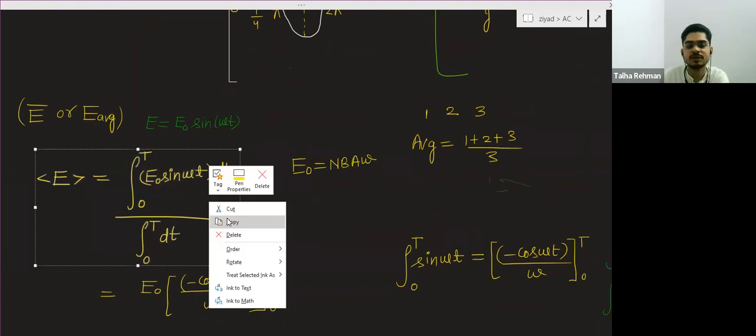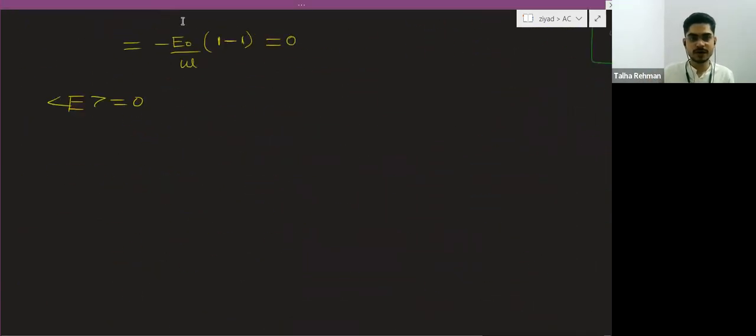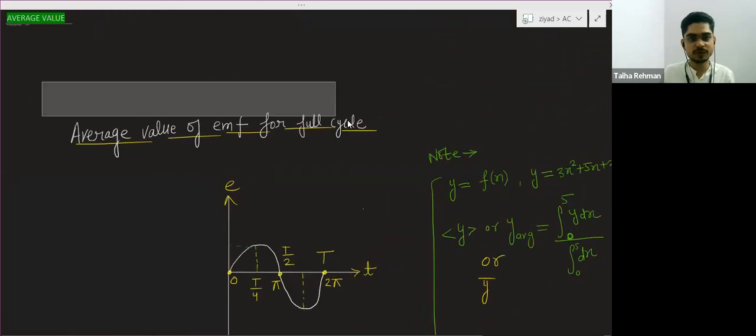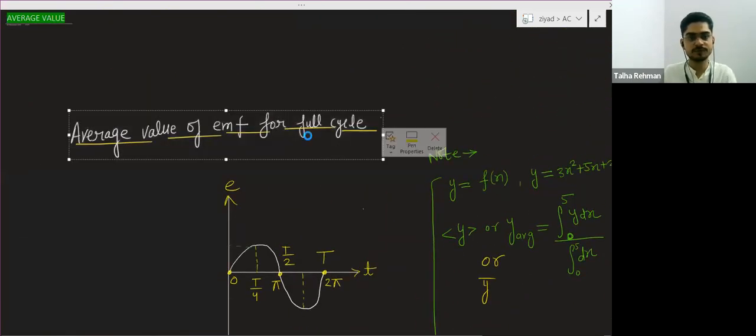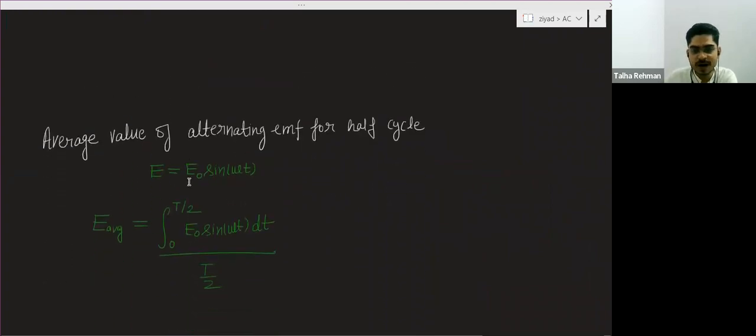Half cycle means from time 0 to T by 2, which means when the coil is rotated through 180 degrees. So, the average value of EMF for half cycle. For half cycle, what will you do?